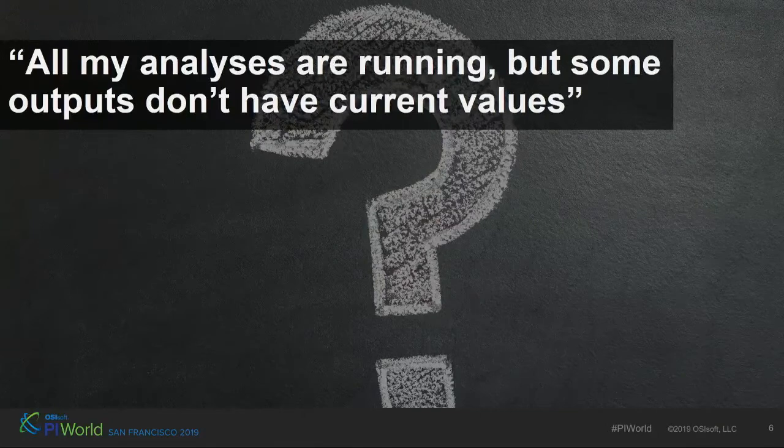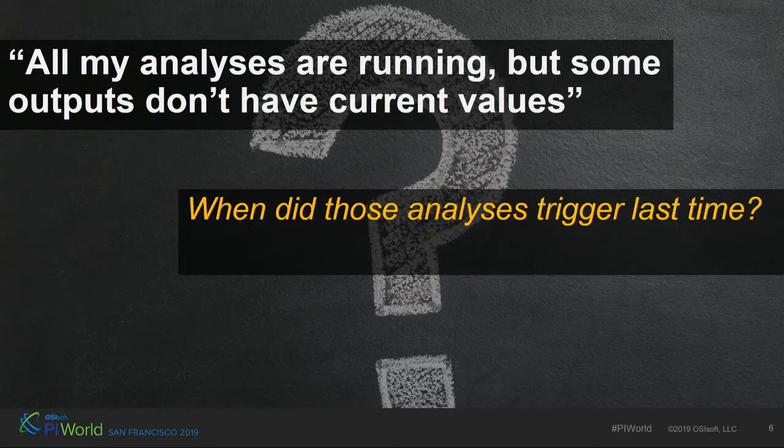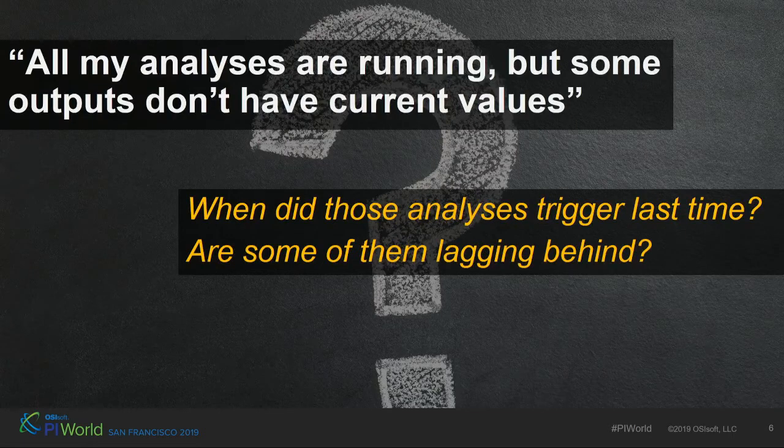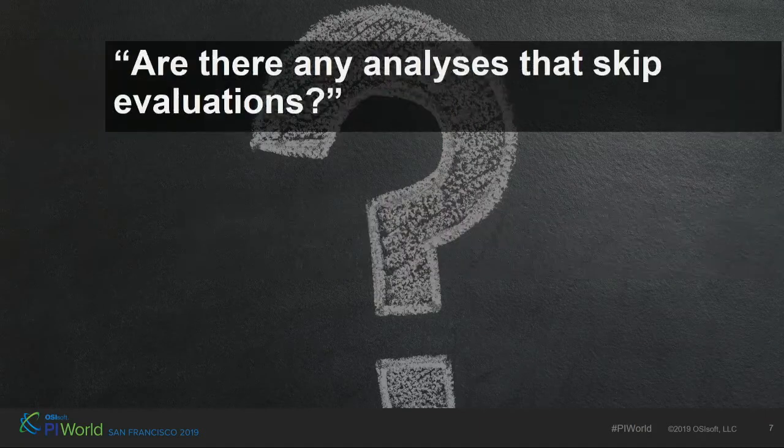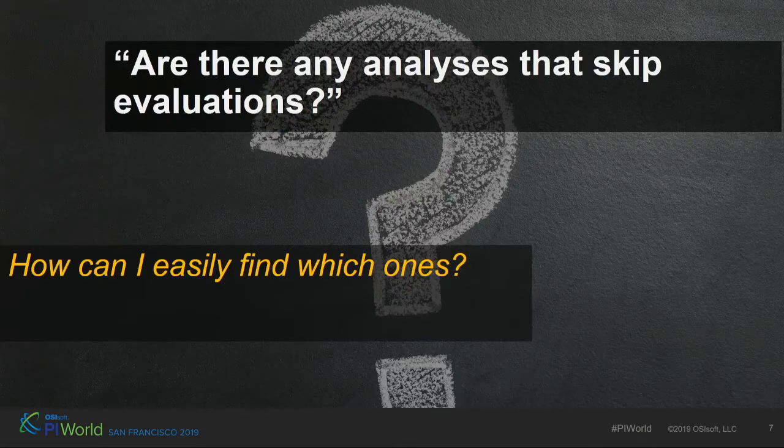All my analyses are running, but some outputs don't have values. The question one might ask is, okay, when did those analyses actually trigger? Yeah, they're running, but when did they trigger? And are some of them lagging behind, or is there any other problem with those analyses? Are there any analyses that skip evaluations? There are ways to get some statistics that yeah, there is some skipping going on, but which analysis exactly? And how often do they skip? How many calculations have they skipped? When did the skipping start? Yeah, it's not easy to find.